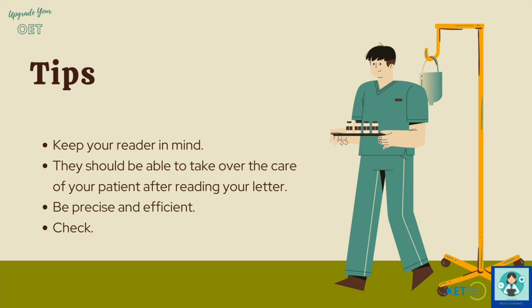So, the content should be accurate, it should be clear, it should be precise, and also efficient. Don't put in any extra information, summarise wherever you can. Think about a clear timeline and then check what you've written. Make sure it makes sense. And that's how you get a 400 in your OET.